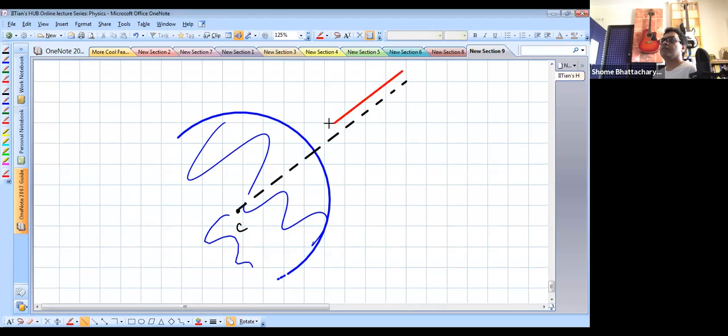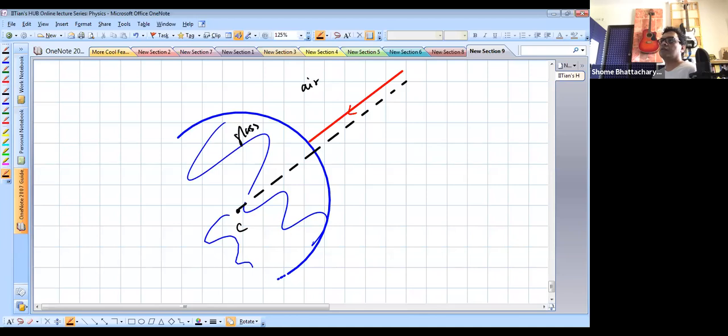So any ray of light like this, what will happen to it after refraction? Let's try to understand this. The refraction is happening from air to glass.